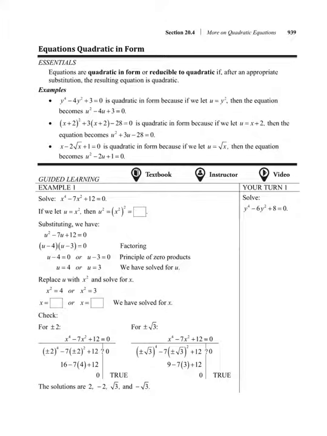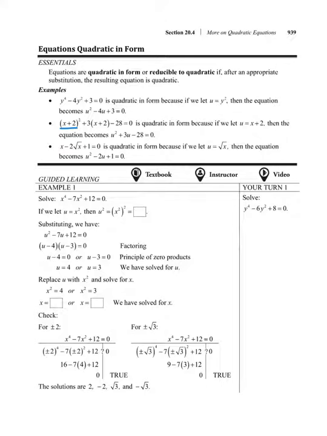x plus 2 squared plus 3 times x plus 2 minus 28 equals 0 is in quadratic form because we can let u equal x plus 2, so then it's u squared plus 3u minus 28 equals 0. And then the third example, x minus 2 square root of x plus 1 equals 0 is in quadratic form because we can let u equal the square root of x, so that makes it u squared minus 2u plus 1 equals 0.